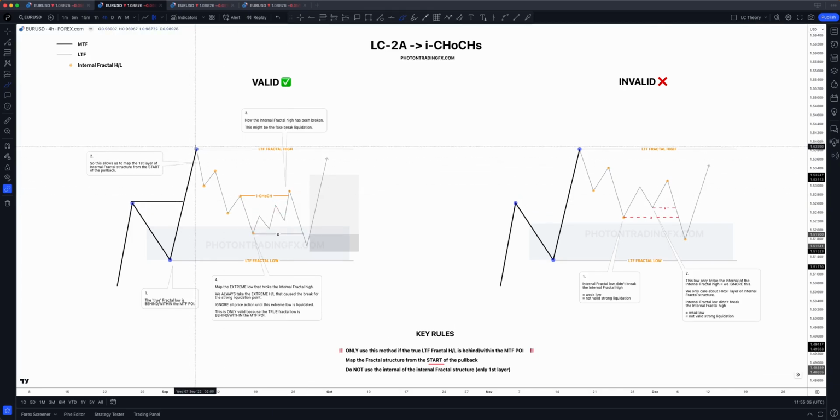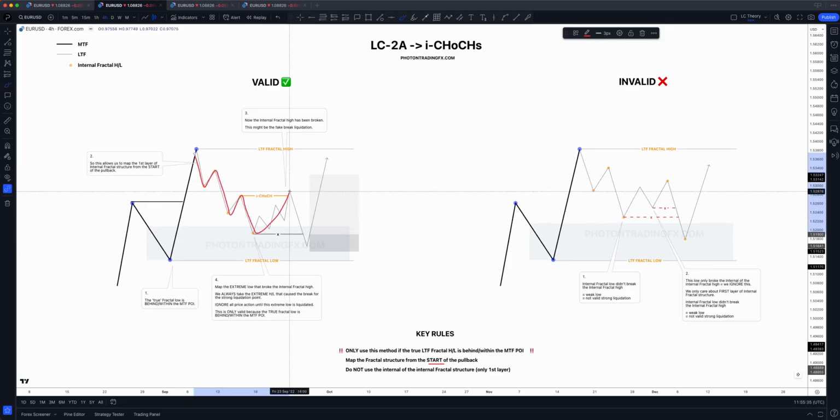So start mapping it from here, we pull back, right? This is bearish internal fractal structure. That internal high at this point then gets broken, okay? So we get a move that leads to a break of that high. So at that moment, we now have a potential fake break of the internal fractal structure. We get a CHoCH, an internal change of character, right? Because the internal high is broken. We ignore the internal of the internal. We're only looking at that first layer of internal structure, okay?